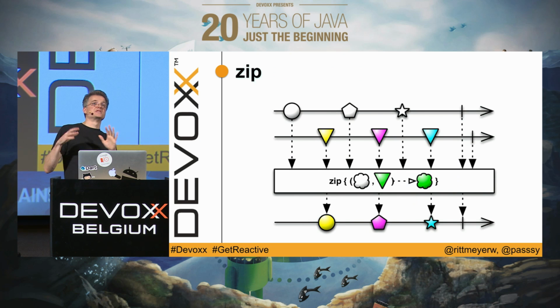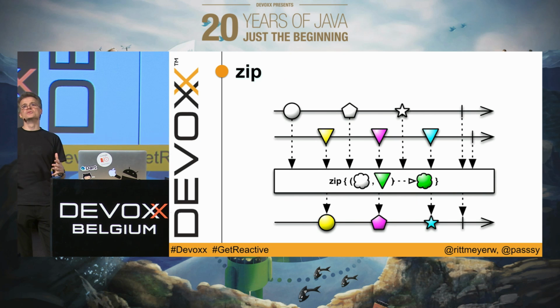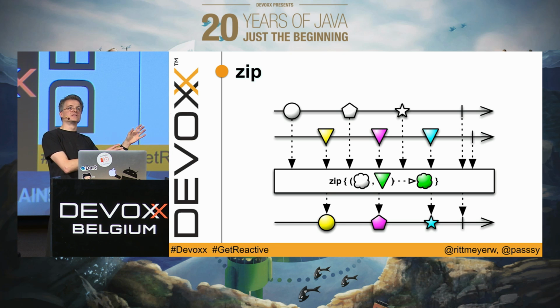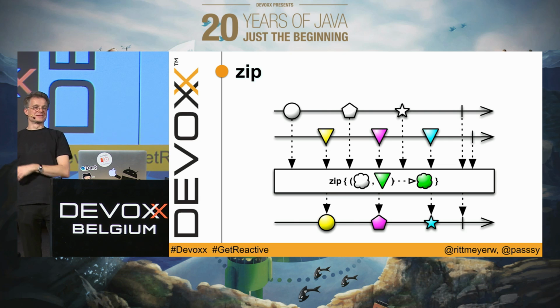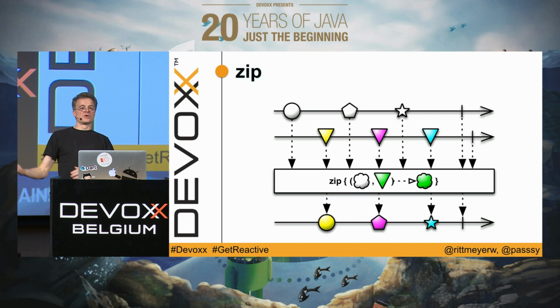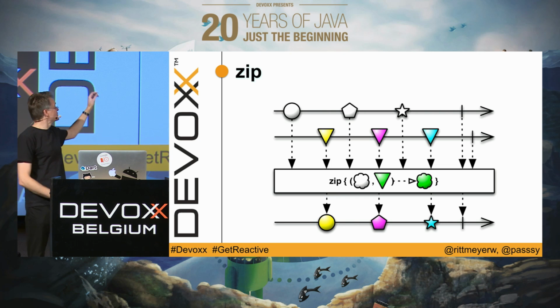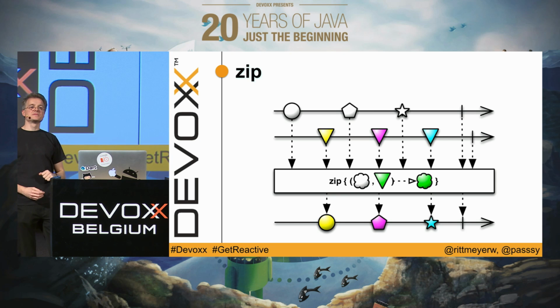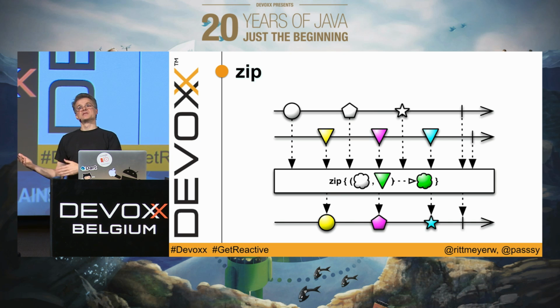Contrast that with the zip operator. It also combines two observables, but it does so by keeping the position. So it always combines the first item of the first observable with the first item of the second observable, and then the second item of the first observable with the second item of the second observable, and so on. And you can imagine that this might lead to problems if the first observable, for example, emits items much faster than the second observable. You run into a problem that's called backpressure.